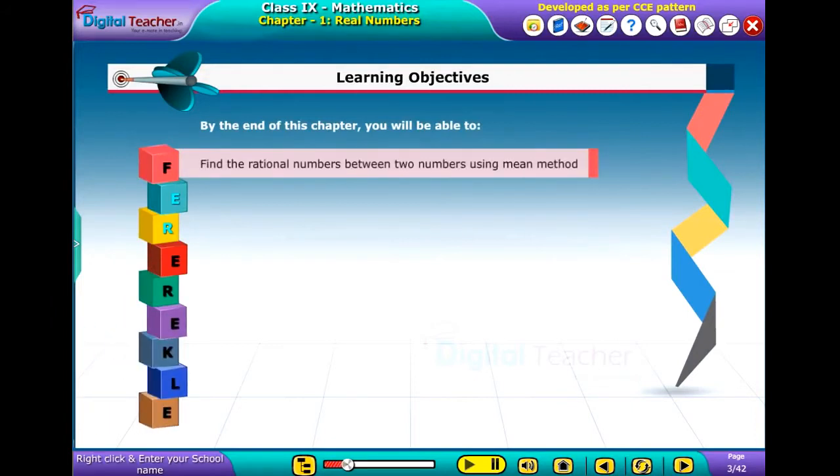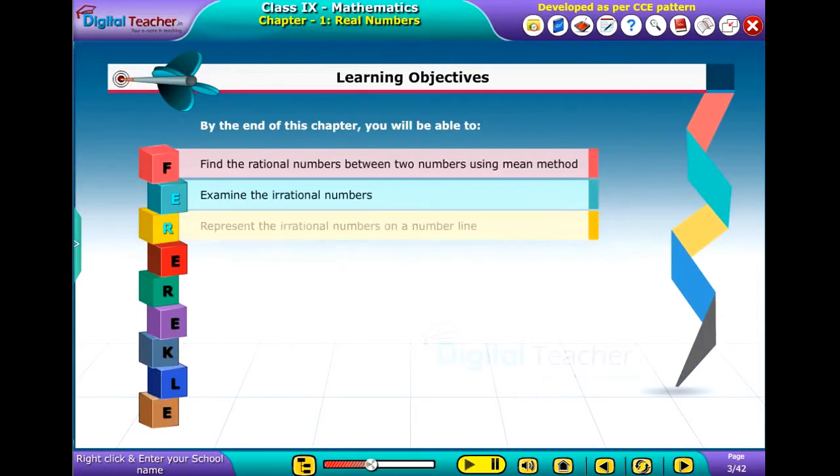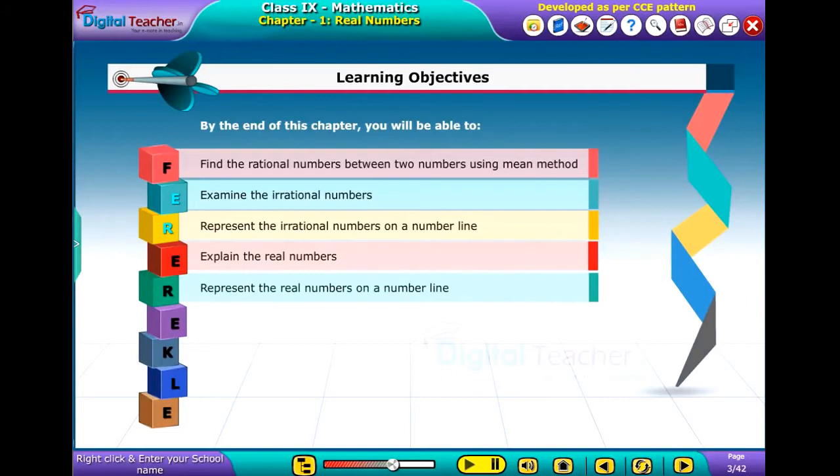Find the rational numbers between two numbers using mean method. Examine the irrational numbers. Represent the irrational numbers on a number line. Explain the real numbers. Represent the real numbers on a number line. Evaluate the operations on real numbers.